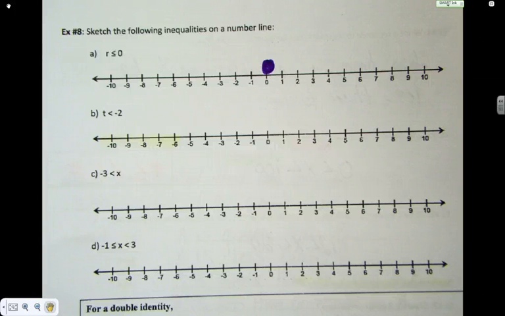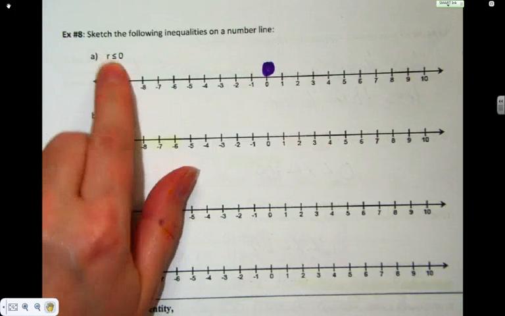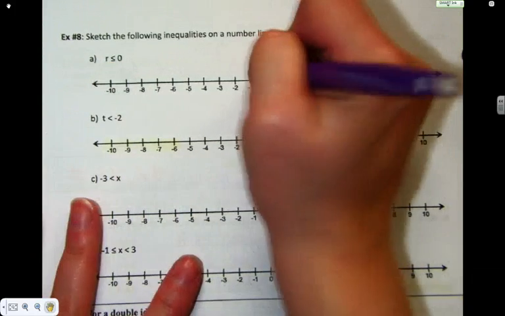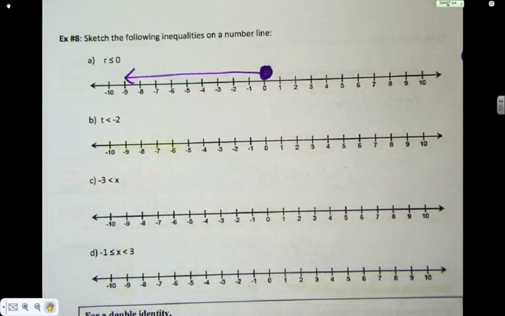Are we going to the left or to the right? And again, the little symbol tells you the way the arrowhead should point. So we are going to the left. That represents mathematically all the numbers that are less than or equal to 0.